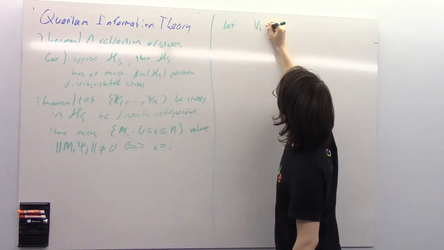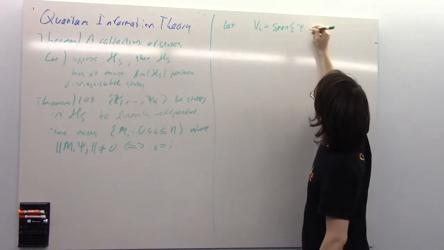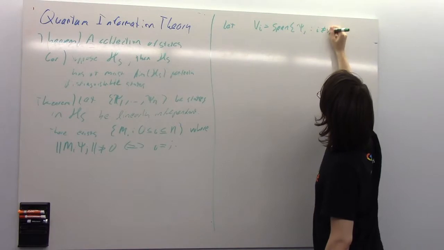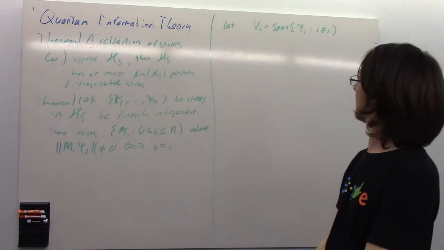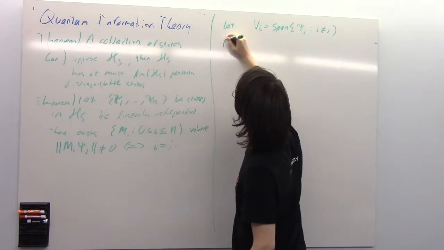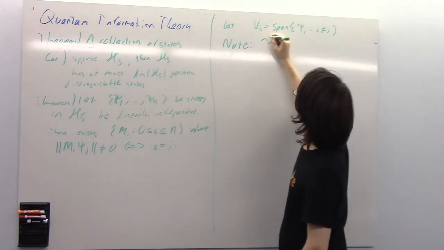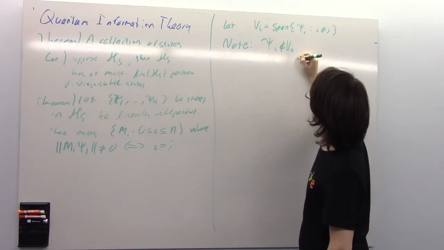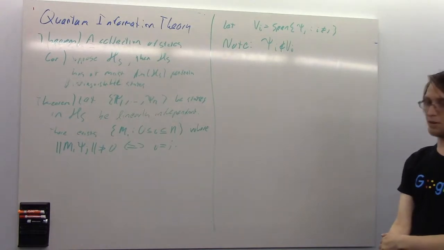Let VI be the span of Cj where I does not equal j. So we're going to let VI be the span of the vectors that aren't Ci. Note, and here's the important note for this theorem: the Ci is not an element of Vi. We get that because they're linearly independent. Okay?